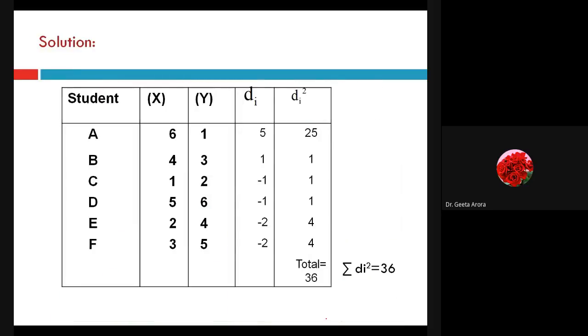So what do we have to do? The first thing we have to do is to find out the difference in the ranks obtained by the student in maths and physics subjects. So here we have seen the difference is 5, 1, minus 1, minus 1, minus 2, minus 2. Again, it doesn't matter whether you are subtracting x minus y or y minus x, because we are going to square them, and when we have squared them, we are getting all values positive. We are going to find the total, and this is our summation d square. Correct? This process is for the rank correlation when we have the ranks given in front of us.